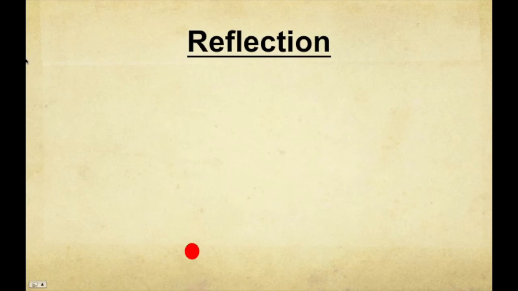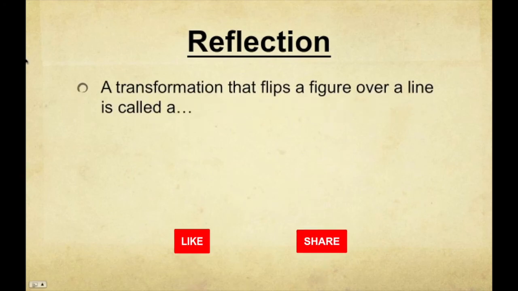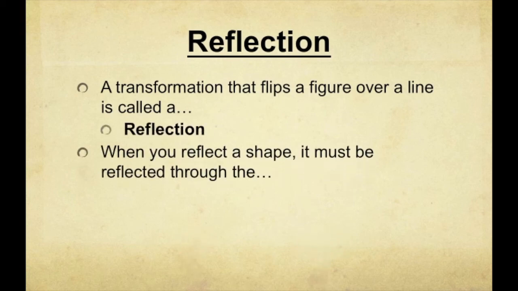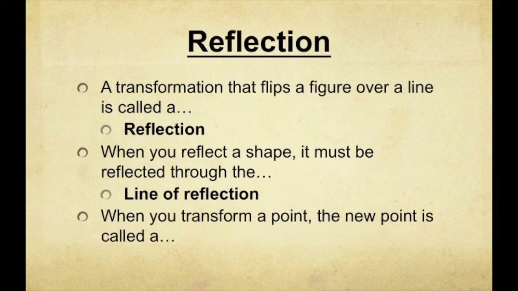So let's review this lesson. A transformation that flips a figure over a line is called a reflection. When you reflect a shape, it must be reflected through the line of reflection. When you transform a point, the new point is called a prime. Remember, anytime we reflected a point, its new location was called prime. For example, if we started with A, it became A prime. If we started with B, the new point was called B prime, and so on and so forth.